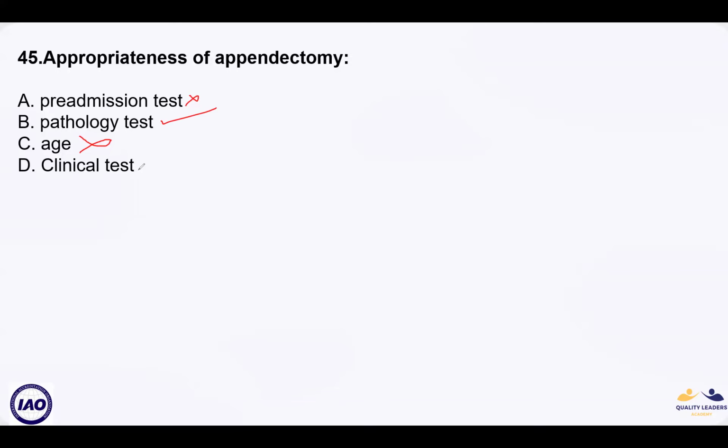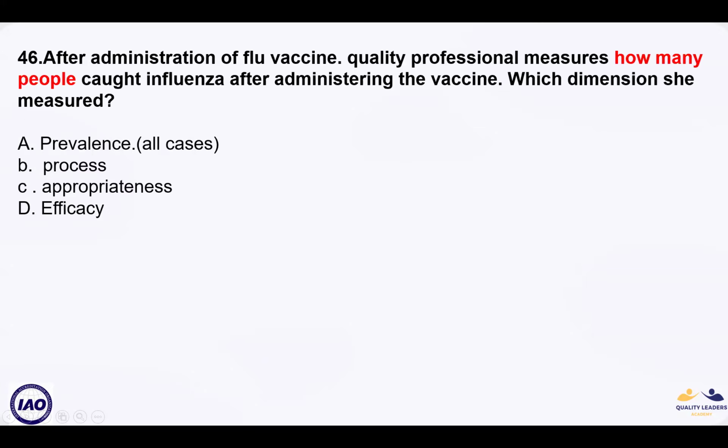But retrospectively, after the procedure is done and the appendix is sent for biopsy for pathological test, only then we will get to know whether the appendix was inflamed or not, whether there were any pathological changes or not. So here the pathological test is a gold standard for establishing the appropriateness of appendectomy. Okay, if at all it asks about before surgery, then clinical judgment is the final answer for appropriateness. But overall, retrospectively, pathology test is the gold standard.